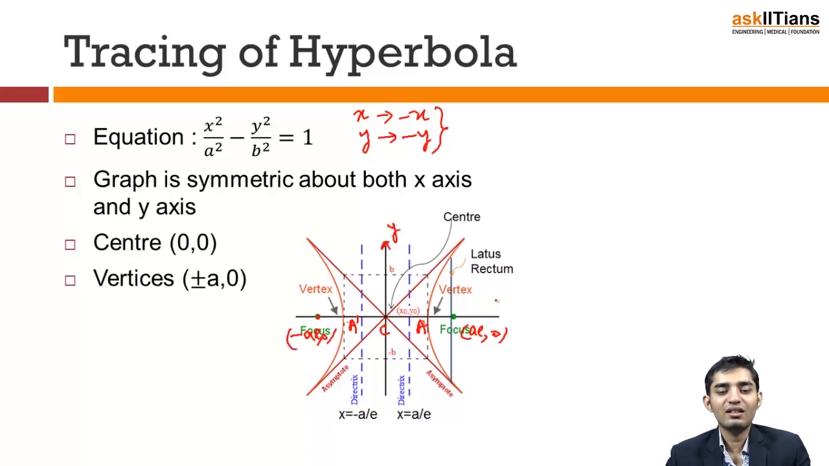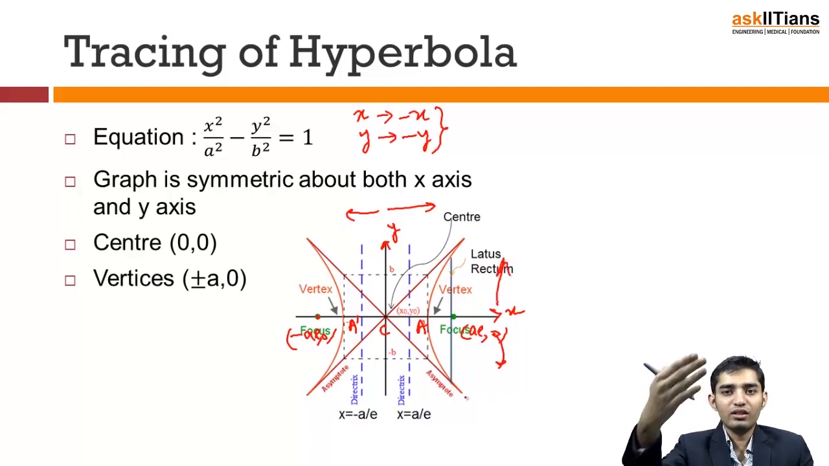You can see that the graph is symmetric. If this is the y-axis and this is the x-axis, the graph is a mirror image about the y-axis, same graph on both sides, and it is a mirror image about the x-axis also. So whatever is above is below also. I can just plot the graph in one quadrant and take mirror images for the other three quadrants.